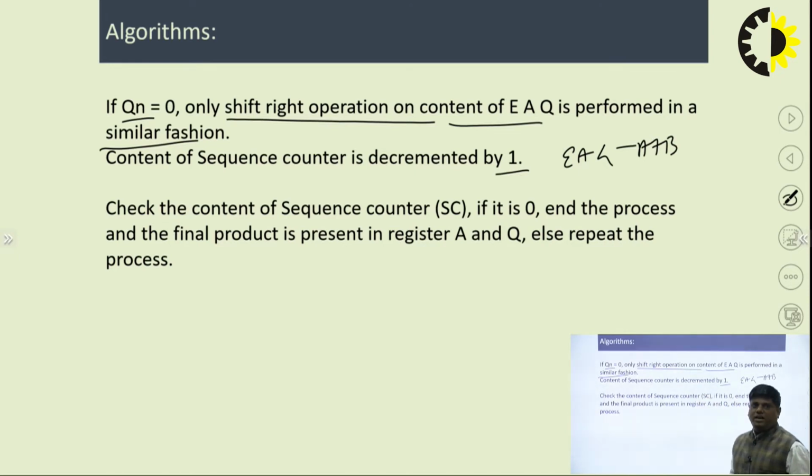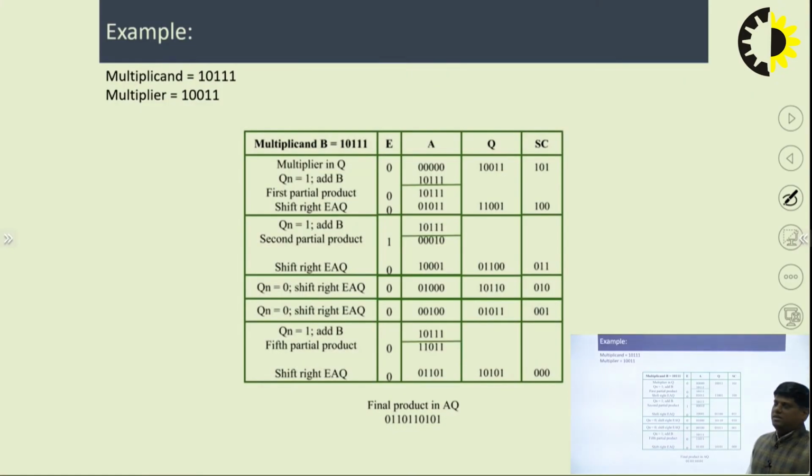side, and SC is equal to SC minus 1, and check SC. If SC is equal to 0, then end the process. If SC is not 0, then move to step number 2 and again check Qn. It is a similar process. We take a very simple example to conclude this algorithm and hardware implementation.